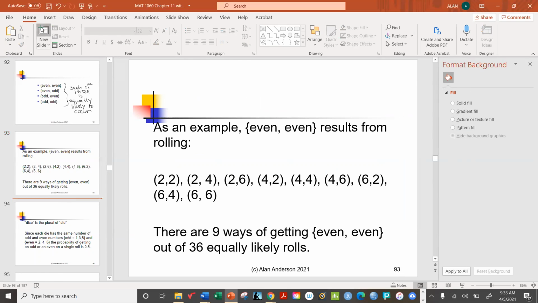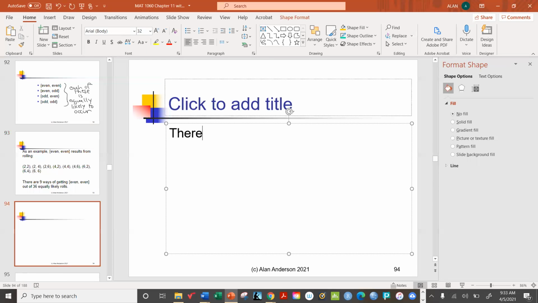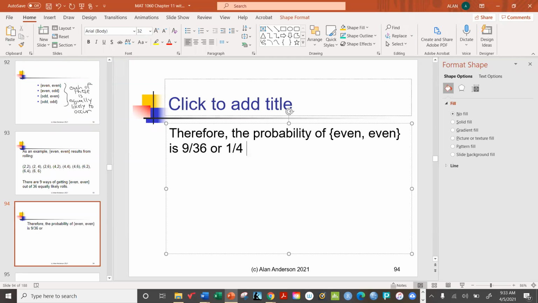Therefore, the probability of even is 9 out of 36, or 1/4, or 0.25. The same is true of the others. Even, odd, even. If you could go through them all and list all the outcomes if you want to, just to prove it.